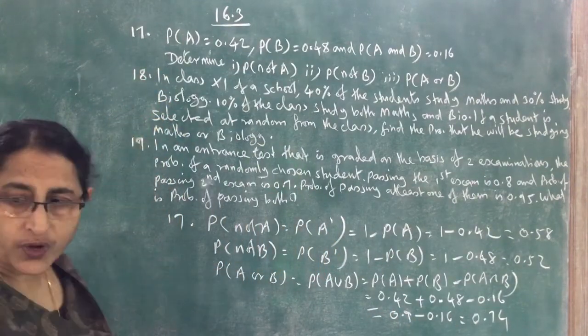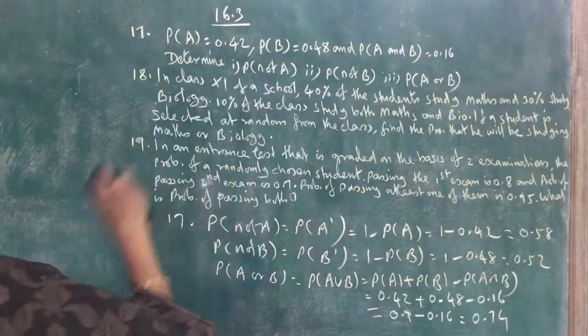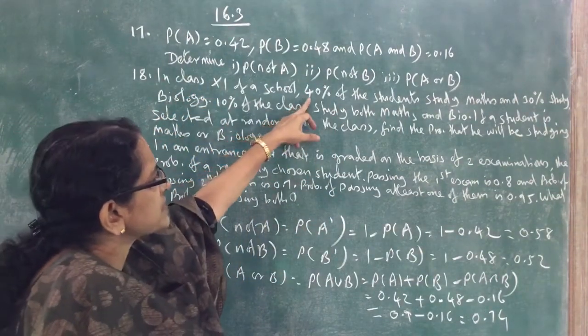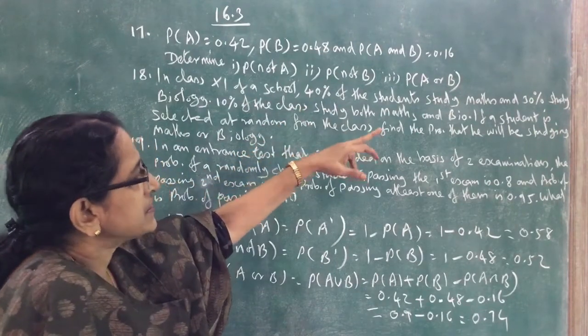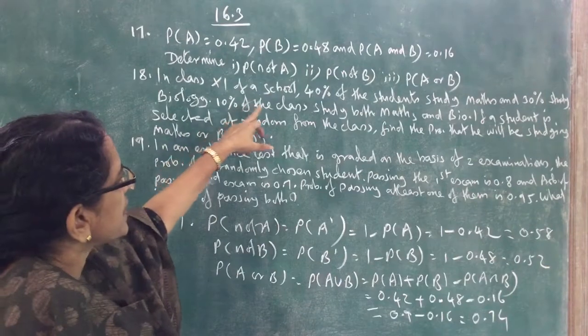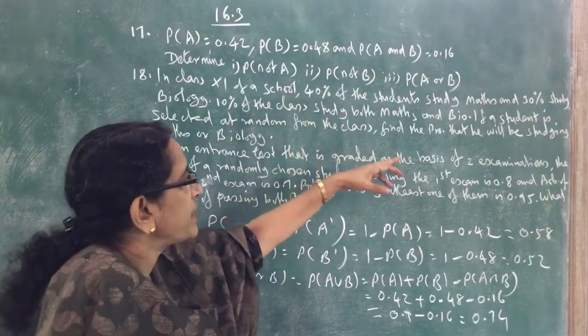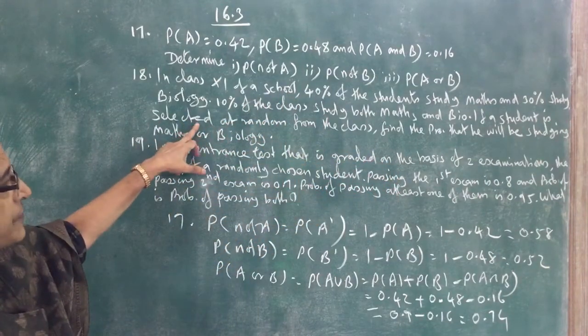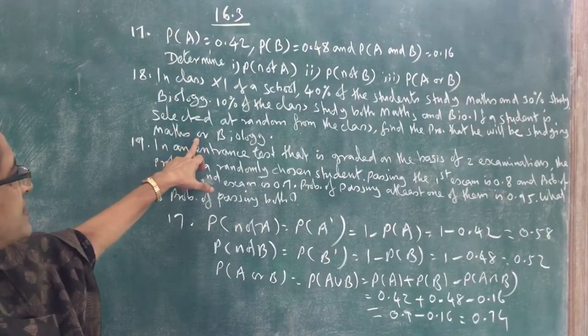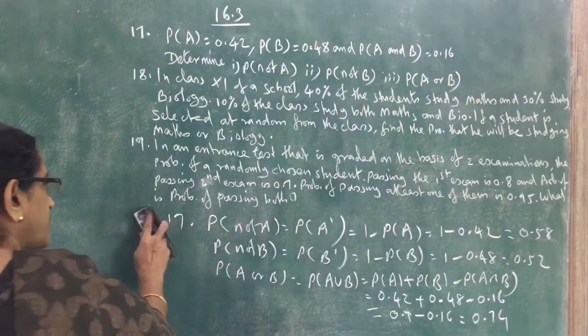Now 18th one. In class 11 of a school, 40% of the students study mathematics. 30% of the students study biology. 10% of the class study both maths and bio. If a student is selected at random from the class, find the probability that he will be studying both maths or biology.